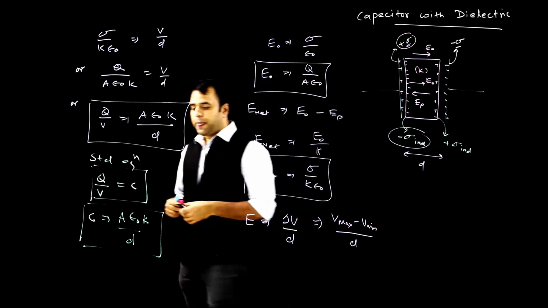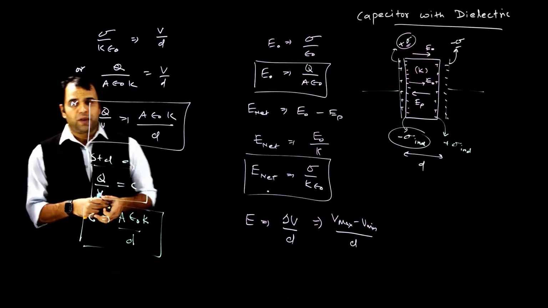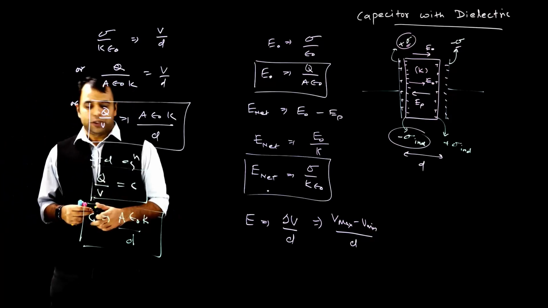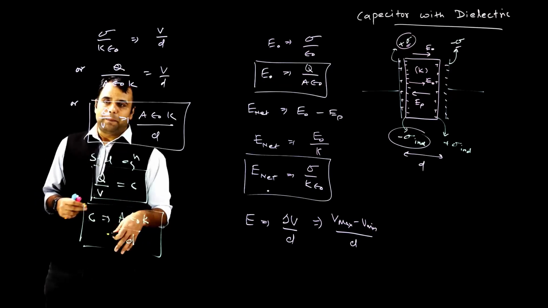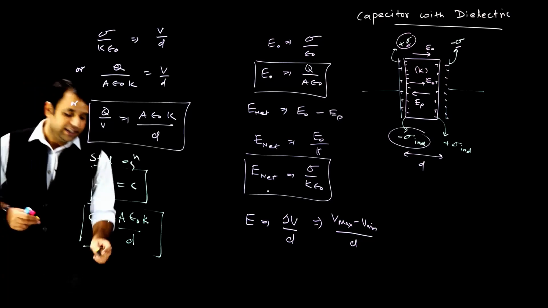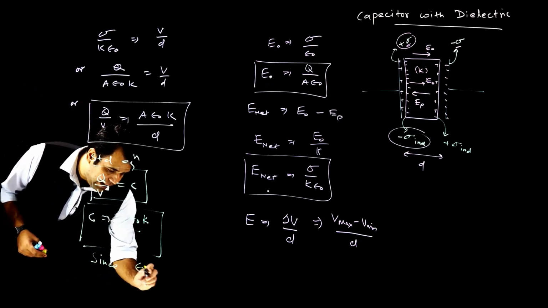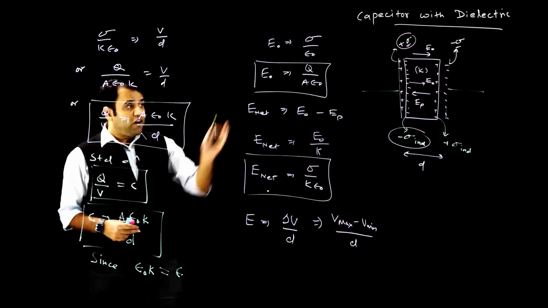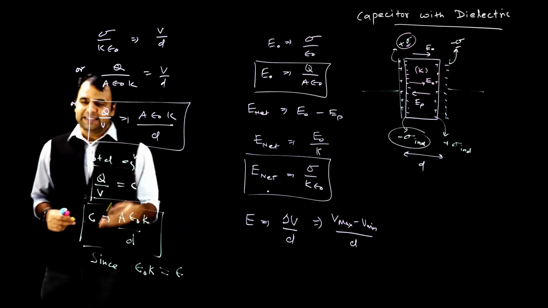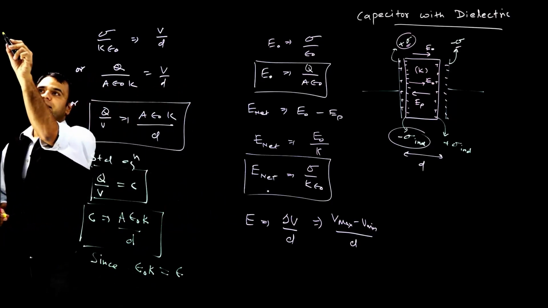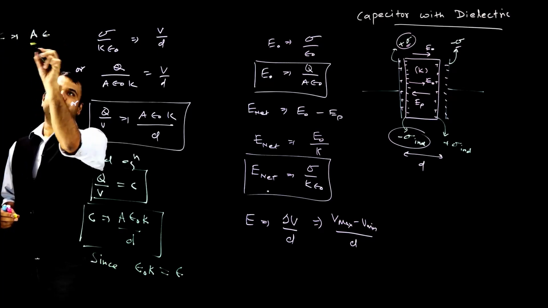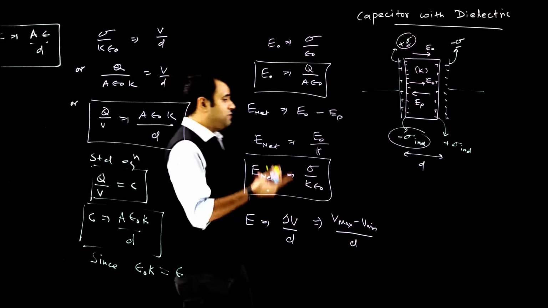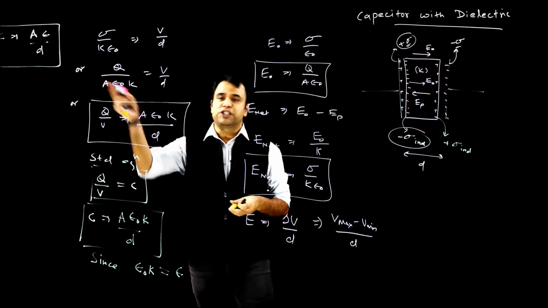Earlier, when there was no dielectric and only air in between, the formula was A epsilon naught upon D, with only epsilon naught. Here the value of K is multiplied. Since epsilon naught times K is nothing but epsilon, the permittivity of this dielectric material, we can write this formula as A epsilon upon D as well. So this formula is the same as in the previous case when air was there. This is like an original formula.